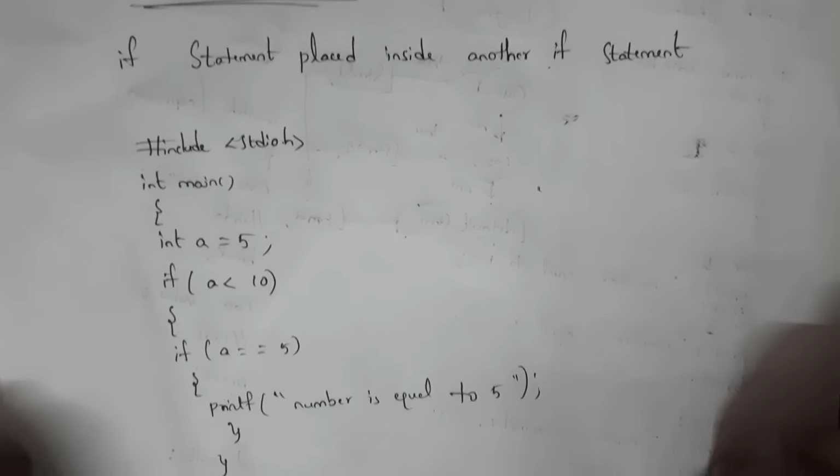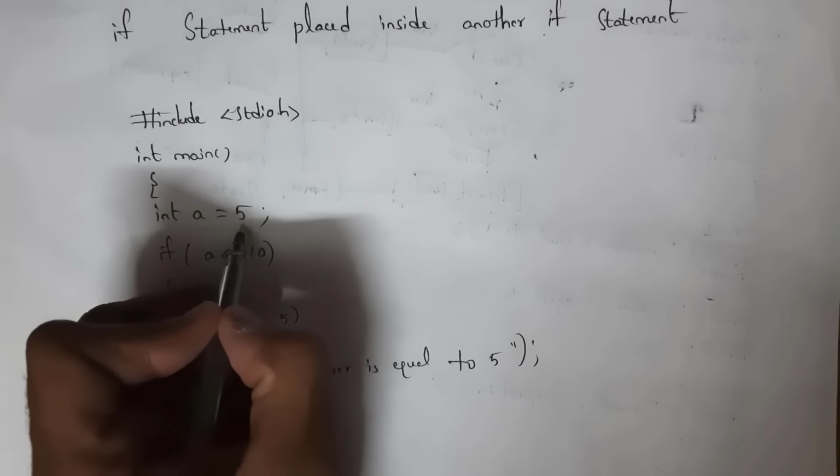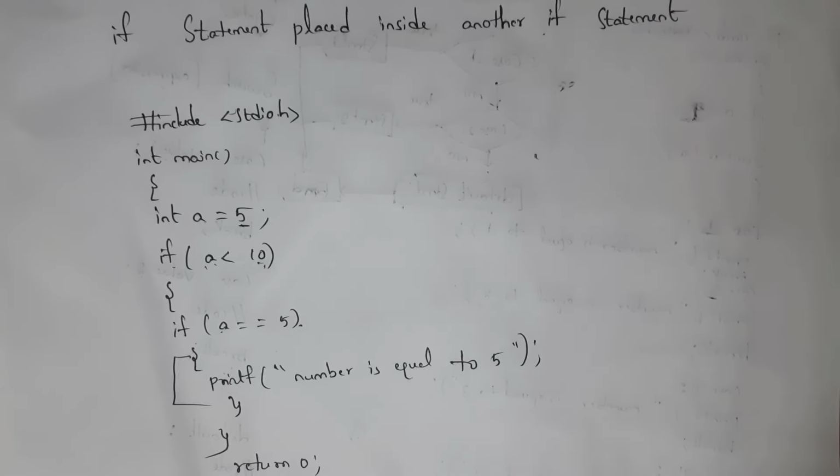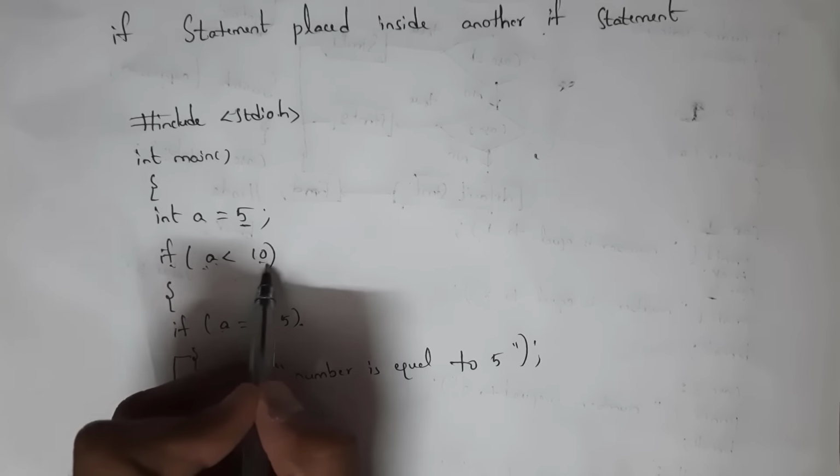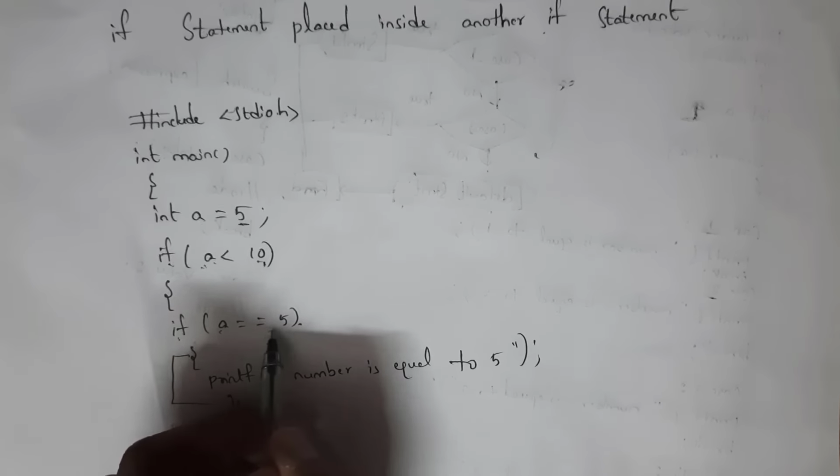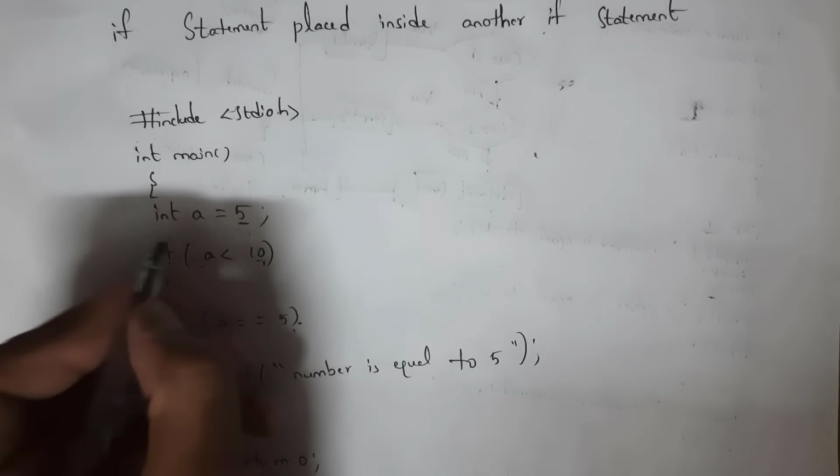This is an example. Here I took int a equal to 5. I gave the value of a as 5. Here I am using two if statements. At first I wrote if a value is less than 10. Inside this I am giving another condition, that is if a value is equal to 5.